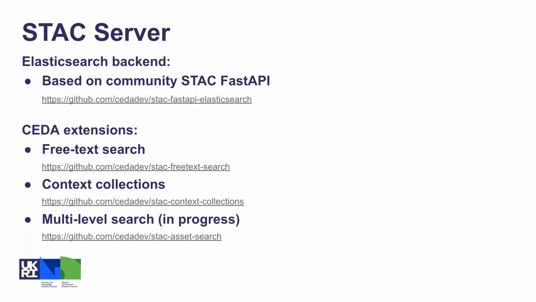In addition to this, we've also proposed some extensions to the API specifications. Some of our users prefer having a text box to search in, as it's more familiar thanks to sites like Google. So we put forward the free text search extension that enables this. We've also added an extension that adds some collection information to the context. This is mainly to aid our user interfaces. And we're currently working on enabling multi-level search. So that's search that's not just done at the item level.